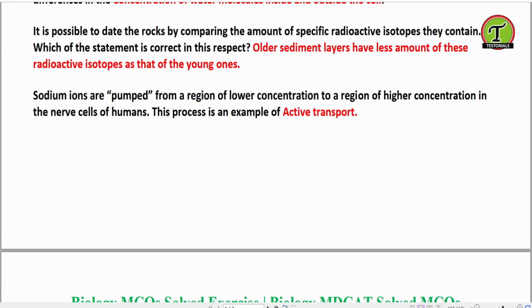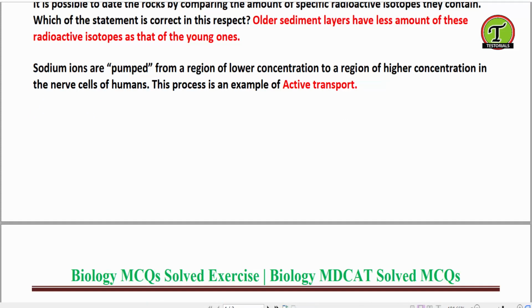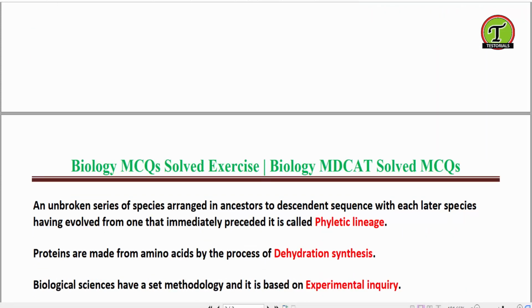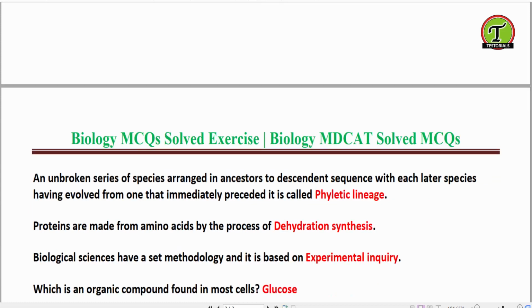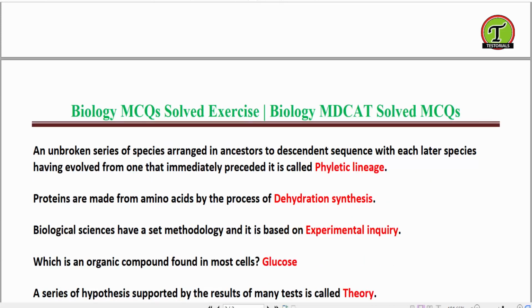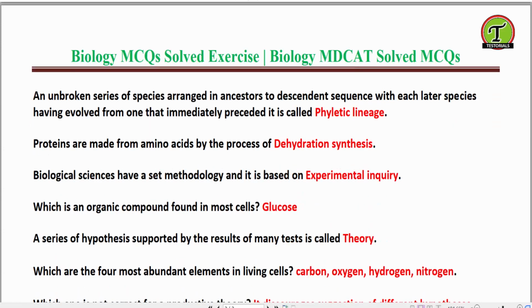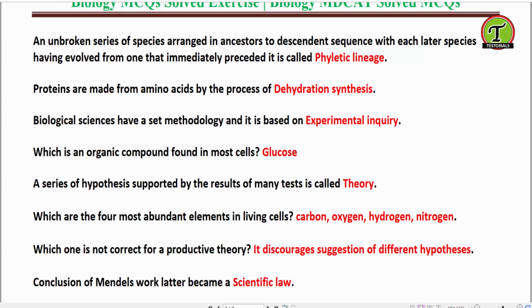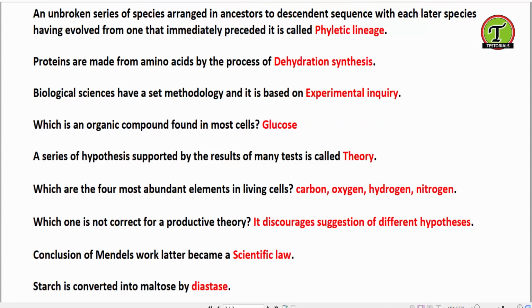Sodium ions are pumped from a region of lower concentration to a region of higher concentration in the nerve cells of humans. This process is an example of active transport. An unbroken series of species arranged in ancestors to descendant sequence, with each later species having evolved from one that immediately preceded it, is called phyletic lineage. Proteins are made from amino acids by the process of dehydration synthesis. Biological sciences have a set methodology and it is based on experimental inquiry.